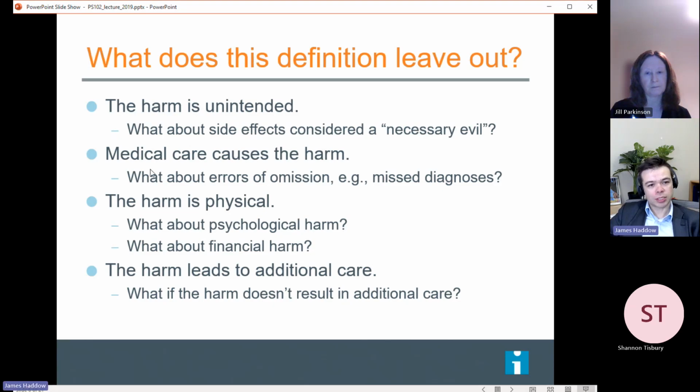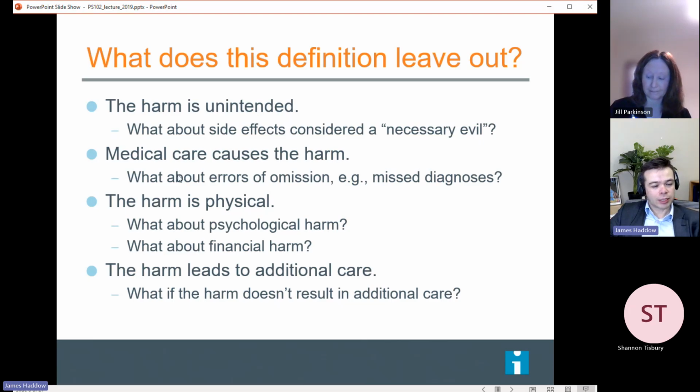In the definition, it says that harm is unintended, but harm can occur, or hopefully not intended harm, because that would be a criminal act. But what about harm that occurs as a necessary evil? So it's something that is a recognized complication of a treatment, for example.